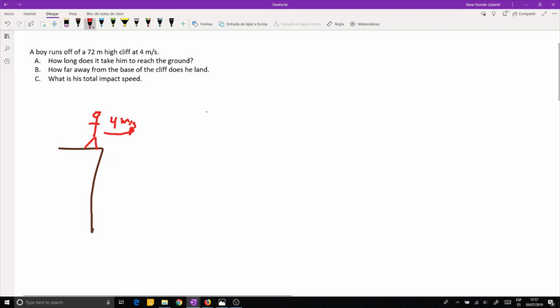So here, we should see what data we have. We have S, which is distance, because they tell us it's 72 meters high. So we've got S, which equals 72. They also tell us a U, but it's not 4. You might think, well, he's going 4 meters per second, but it's not, because we're calculating vertically. So vertically U is 0.